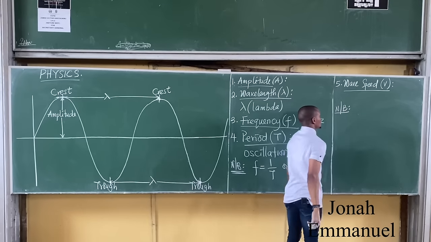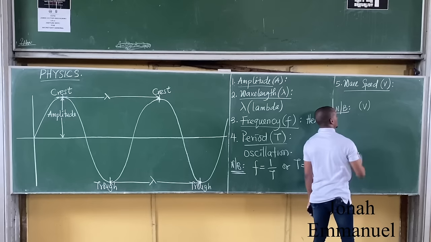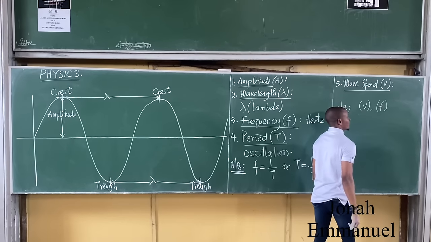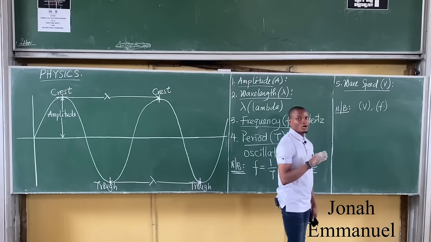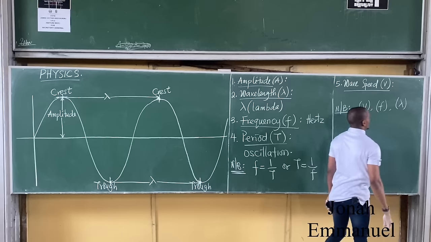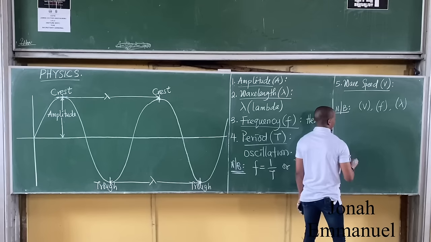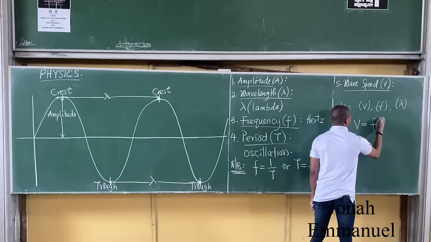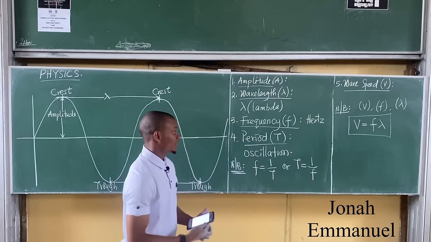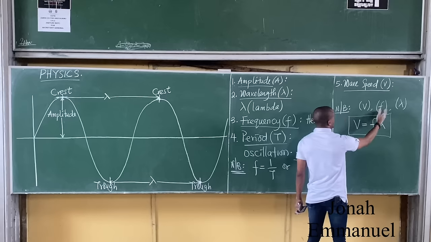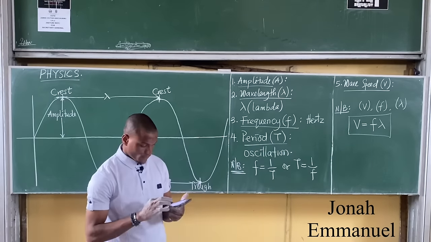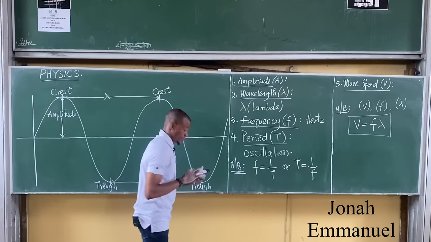Note that the wave speed v, its frequency f and wavelength lambda are connected by the equation v is equal to f lambda. A very important equation when it comes to describing waves. So the wave speed, frequency, and wavelength are related by velocity is equal to frequency times lambda.